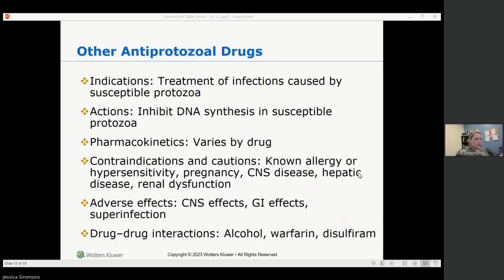Pseudomembranous colitis. You want to discontinue the medication. Client education: monitor and report fever, diarrhea, abdominal pain, or bloody stool. Metronidazole is contraindicated within the first trimester of pregnancy.